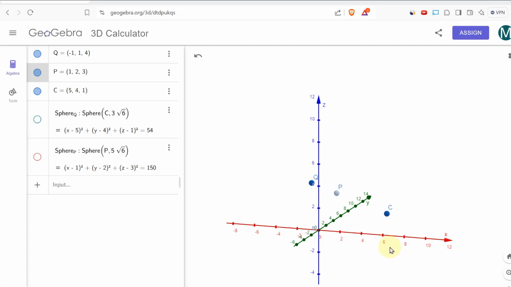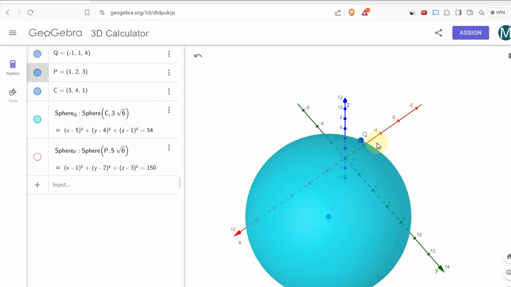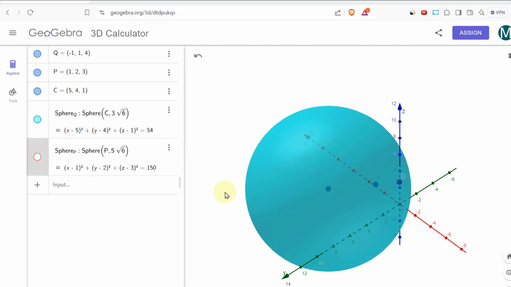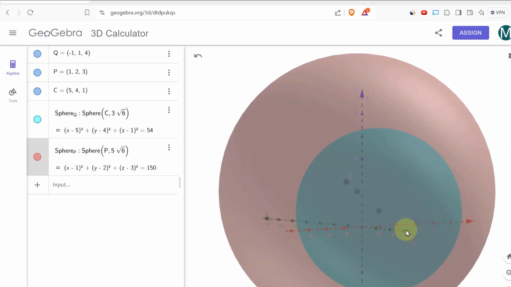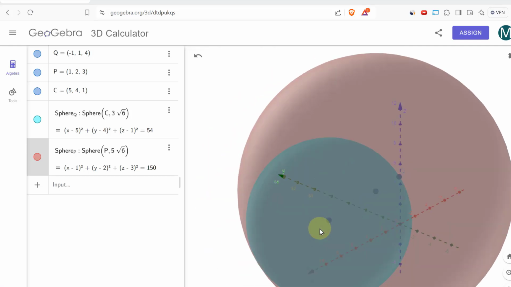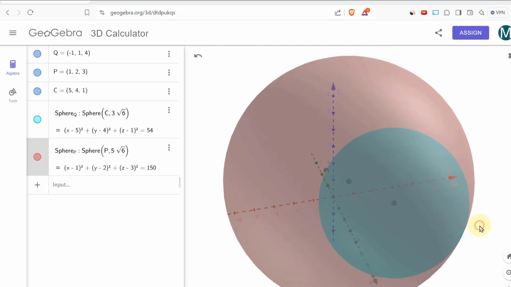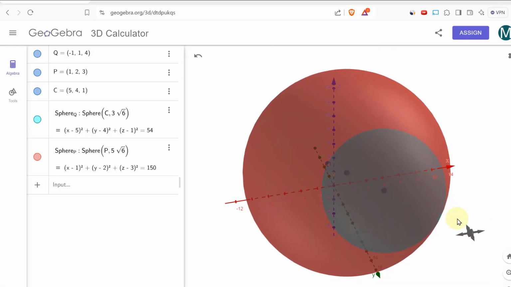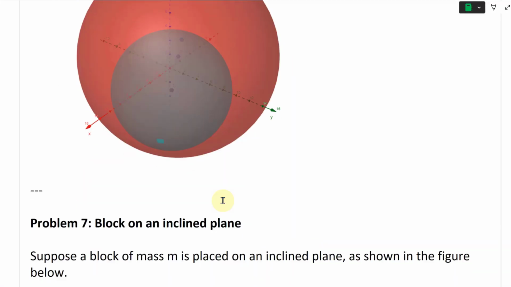There's Q, there's P, there's C, and again, this is the sphere right here with a radius of 3 times square root 6, or square root 54. And then you have the big giant one, completely exactly on the edge. You could try to zoom in. It's exactly on that edge there. It's actually epic. Let me zoom out, move it around, and yes, right on the edge. That's amazing stuff, quite fascinating.